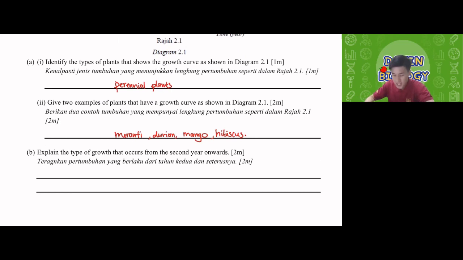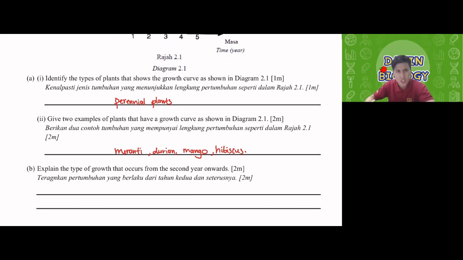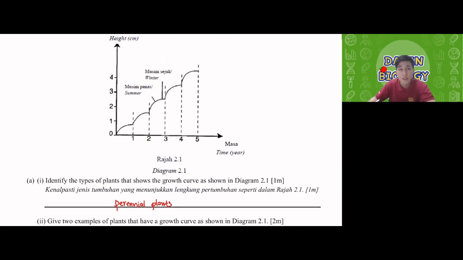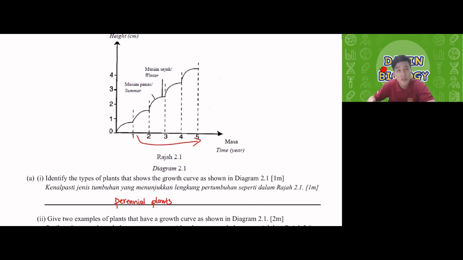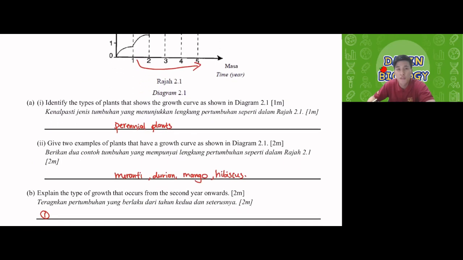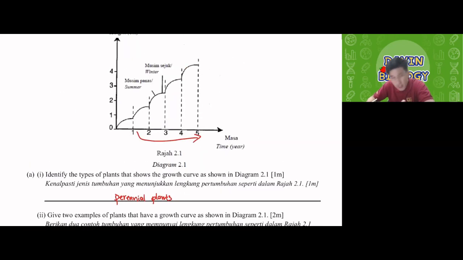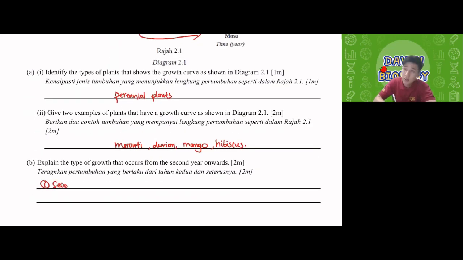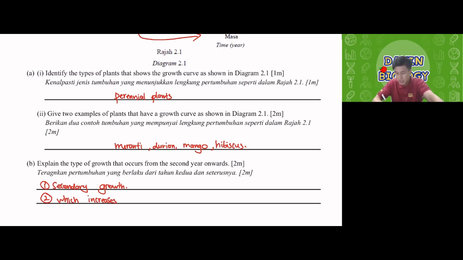Explain the type of growth that occurs from the second year onwards. So the second year onwards is what growth? There are only two growths we learned today, ma. So first year is what growth? Then after that, second year onwards is? Yes. All right. Secondary growth. And then explain. So secondary growth does what? Increase the diameter lah. So you can say which increases the diameter of the plant.